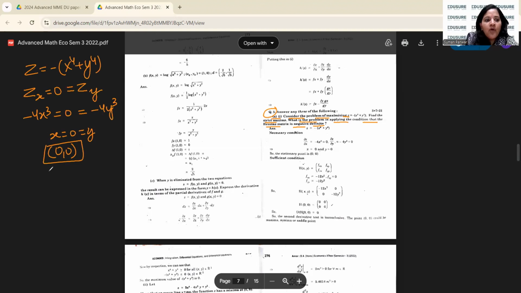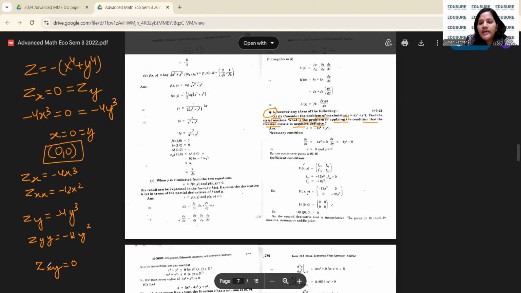Now, let us look at Zx, which was minus 4x cube. So Zxx becomes minus 12x square. Zy was minus 4y cube. So Zyy becomes minus 12y square. And Zxy is 0. So now the Hessian matrix will look like this.